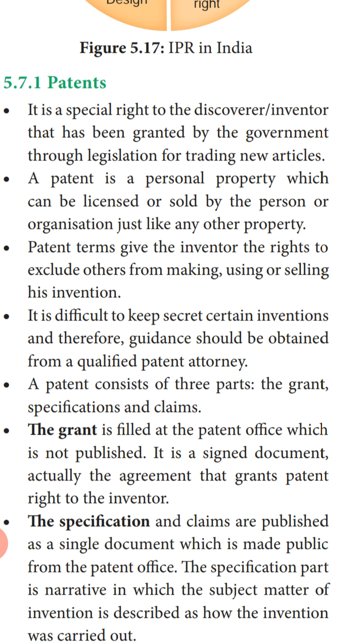A patent consists of three parts. They are the grant, specification, and claims. So you have to remember this. The patent has three parts, and the three parts are grant, specification, and claims.